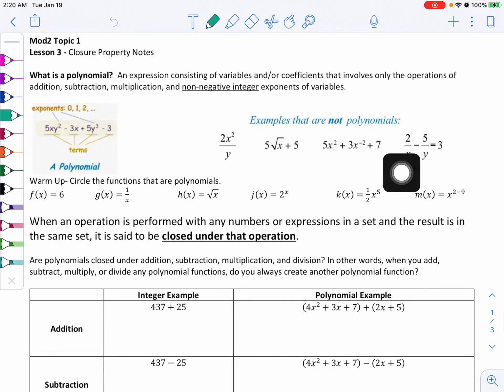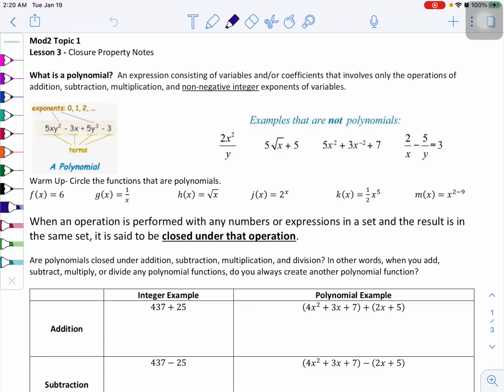Each one of these examples are not polynomials. So having division doesn't work. Square root is not an integer exponent. This particular problem has a negative exponent. And again, you've got some division here. None of these are examples. If you take a moment, I want you to look at these warm-up problems and circle the functions that are polynomials. All right. So any polynomials that you can figure out.